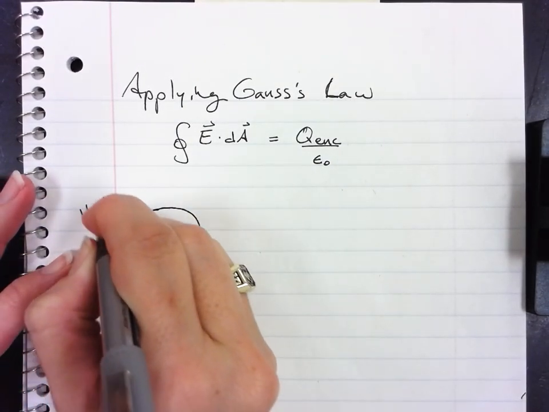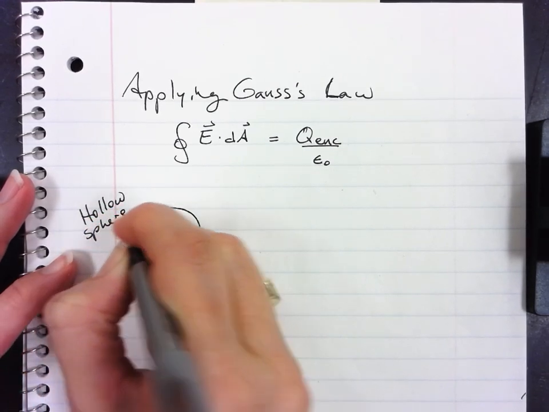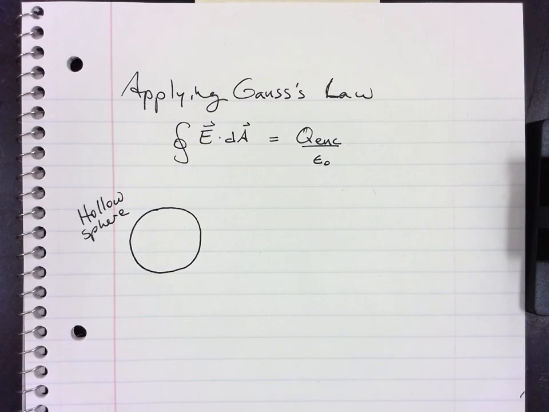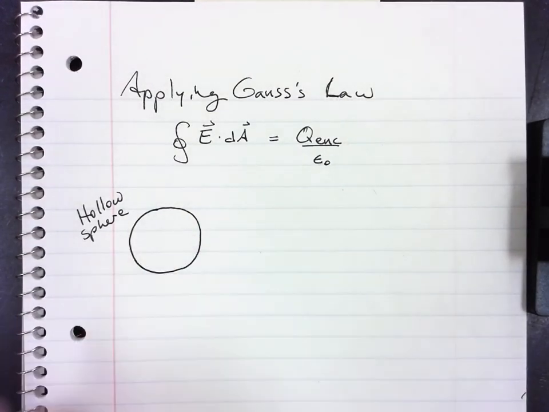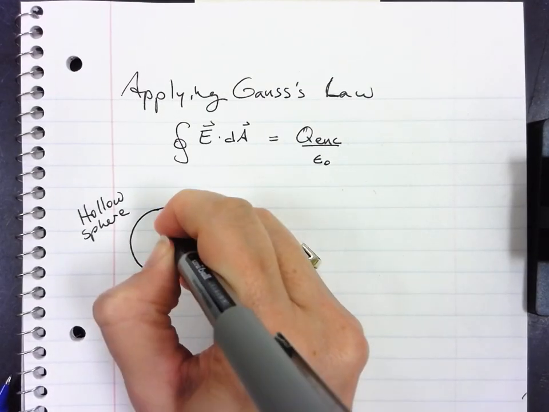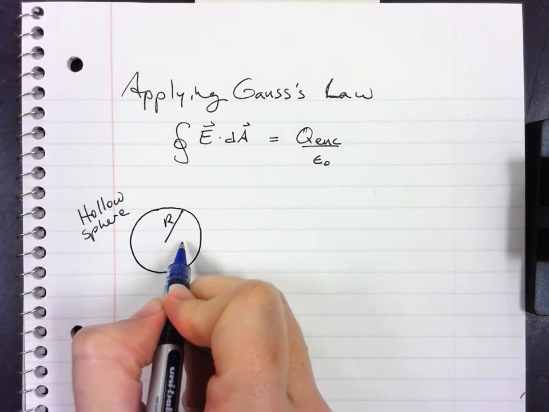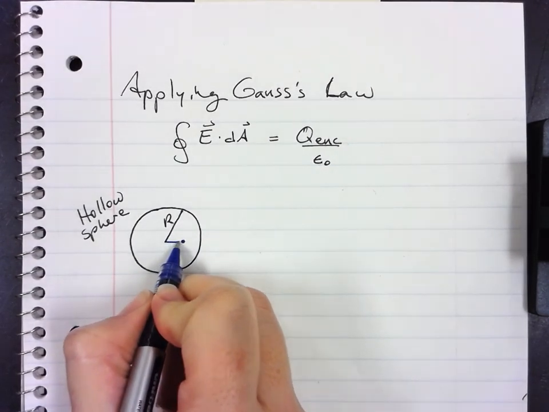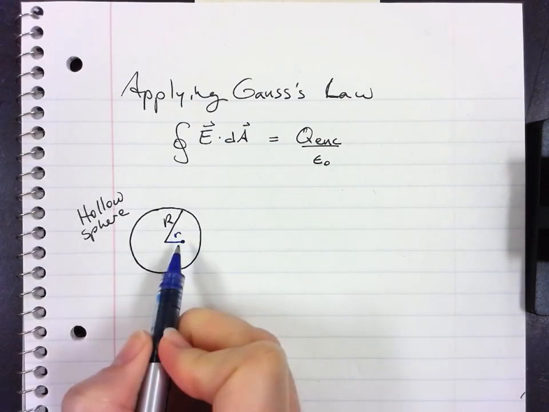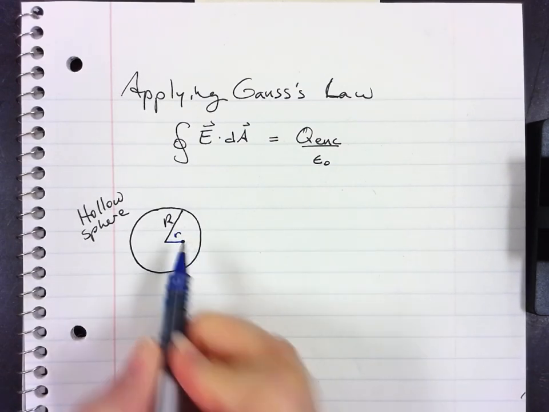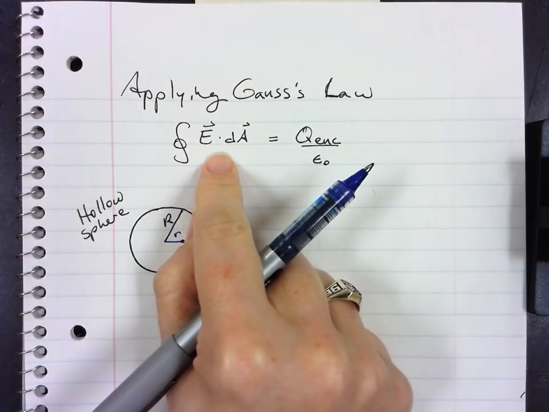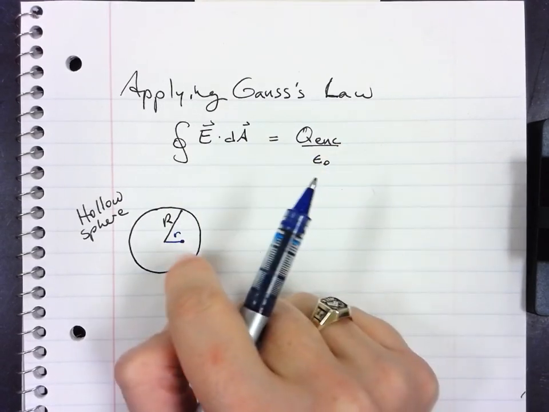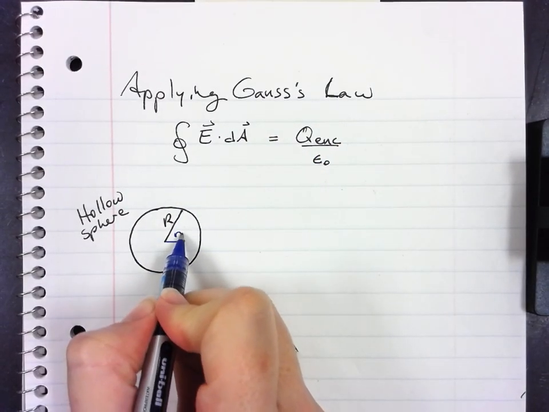So this is a hollow sphere, and I want to find the electric field. Oh, I should write this. This is a hollow sphere of radius big R. I want to find the electric field right here. That's about half of the distance between the center and the outside, and I'm going to call this little r. To do that, applying Gauss's law, I need to draw a closed surface, so I need to draw another sphere that is at this distance from the center. So I'm going to draw another sphere.